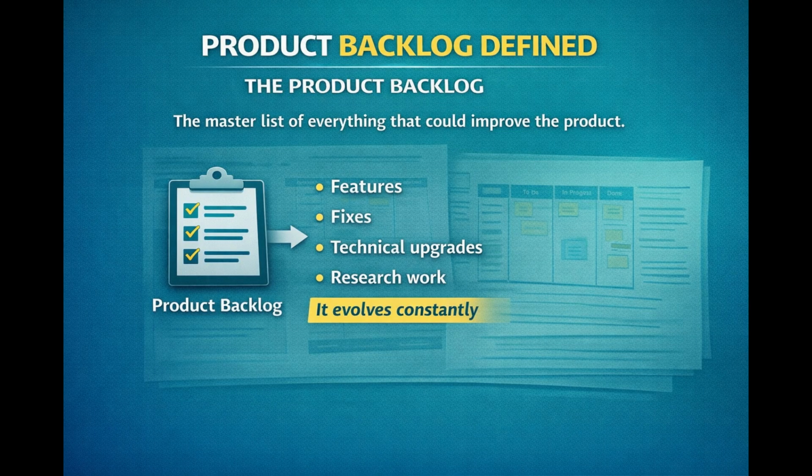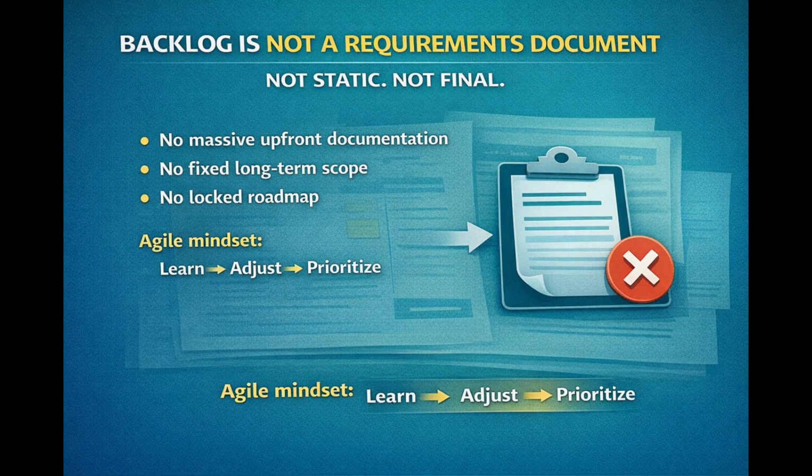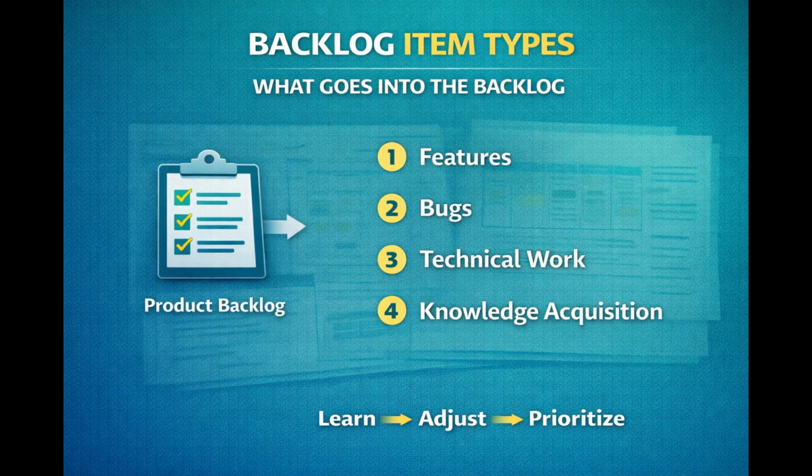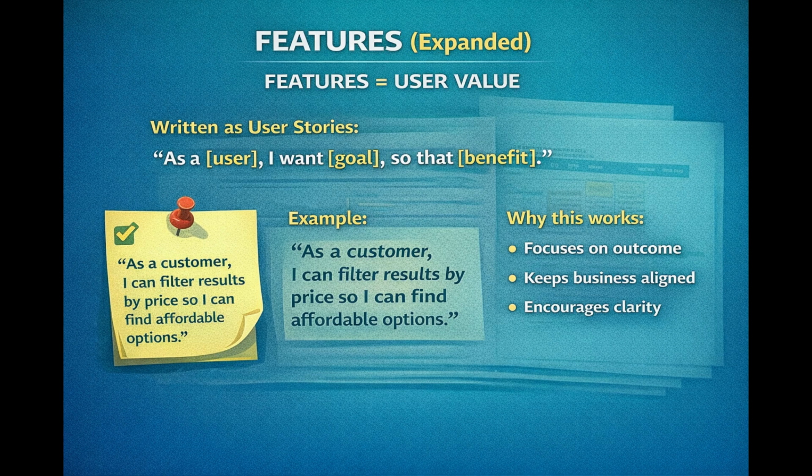The product backlog is the foundation of Scrum. Think of it as the master inventory of everything that could improve the product, not just features, everything. A mature product backlog typically contains 4 types of items: features, bugs, technical work, knowledge acquisition. Let's break those down. Features.